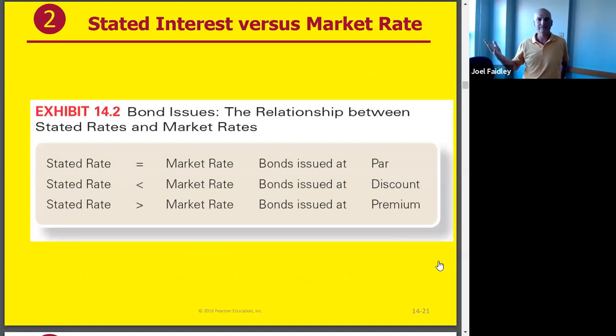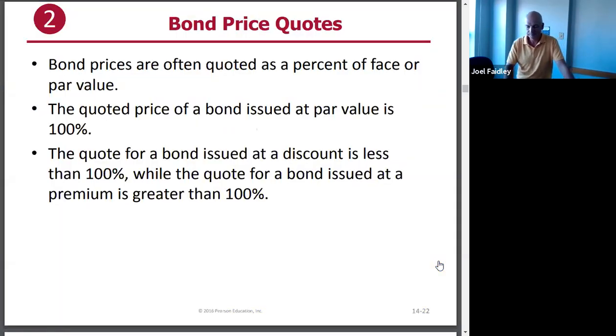That's easy, right? But if the stated rate on your bonds is less than the market rate, then you're going to have to discount those bonds. And the opposite is true. If the stated rate on my bonds is greater than the market rate, everybody's going to want my bonds because they want a higher rate of interest, right? So I'm going to issue those bonds at a premium. Again, this is calculated through present value.